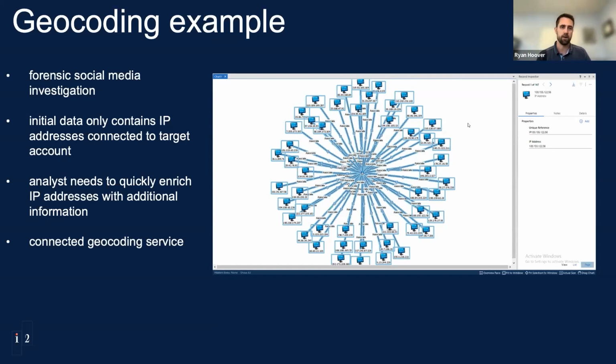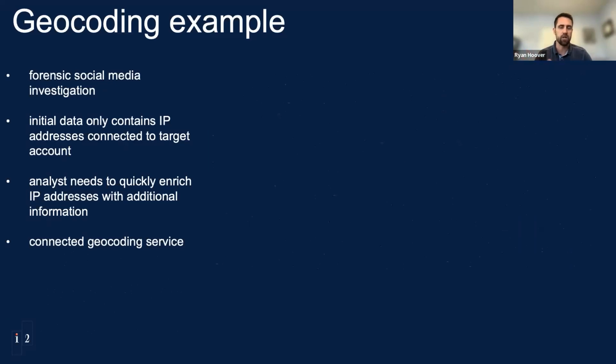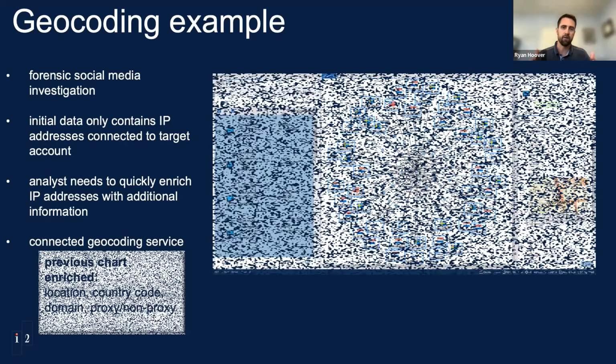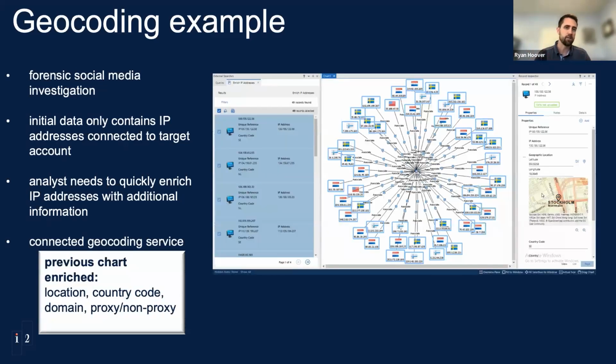The challenge here is now the analyst has to determine this social media account of interest and characterize the proximity of the potential threat, right? As it stands right now, we don't have any geospatial data. By using a connected IP geocoding service, we can very rapidly, through the i2 data integration framework, enrich those IP addresses, and we can surface these additional data points, which really accelerates the analysis.